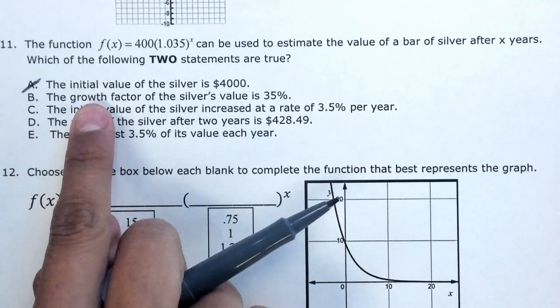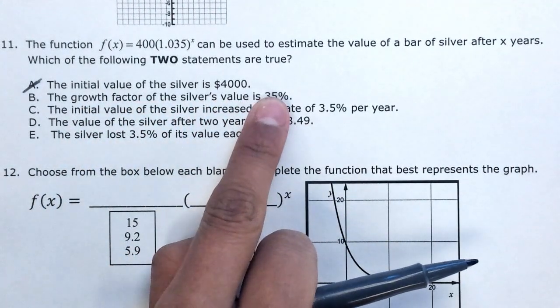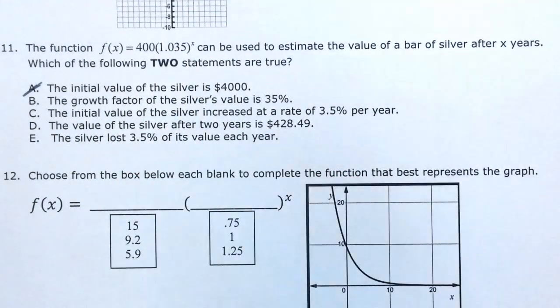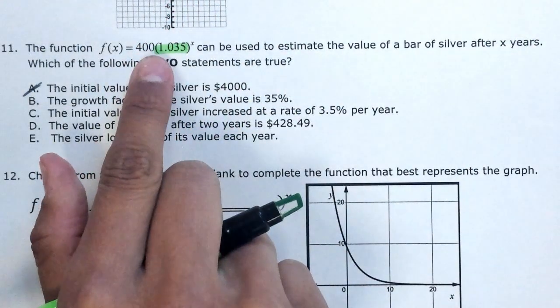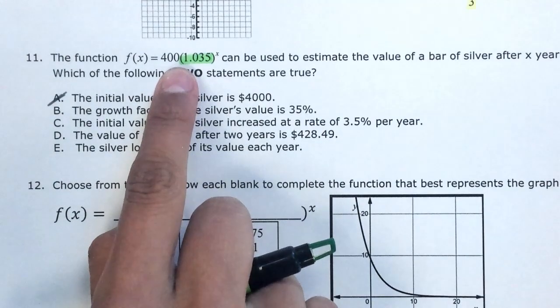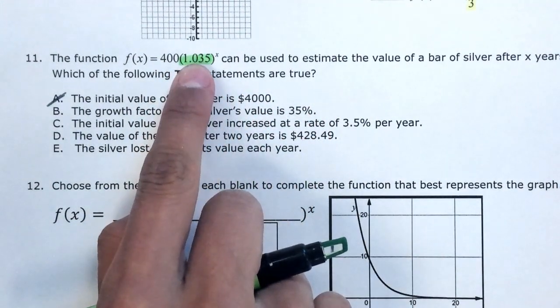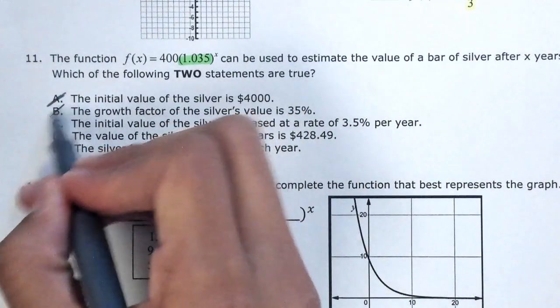B says the growth factor of the silver's value is 35%. The growth factor can be seen from inside the parentheses, like we talked about in number 9. So it is growing because growth is anything with a 1. So this is a growth, but what is the percent that it's growing by? It's not 35%. Here's how we figure that out.